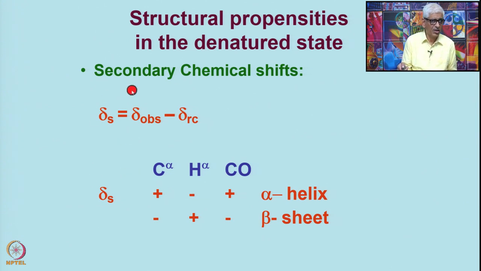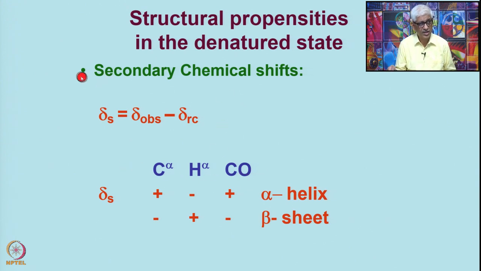You can monitor whatever nuclei are possible for you. You can monitor the N15s, the amide protons, the C alphas, H alpha, CO, and I have shown a few of those here. Typically these are the ones which are more sensitive to the secondary structures of the amino acid residues. So here you have the C alpha, the H alpha and CO. Of course, one has to obtain these chemical shifts.